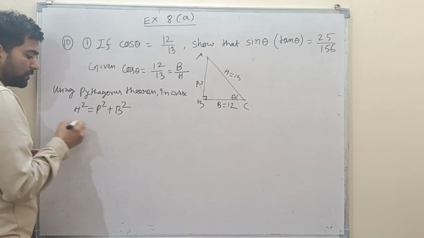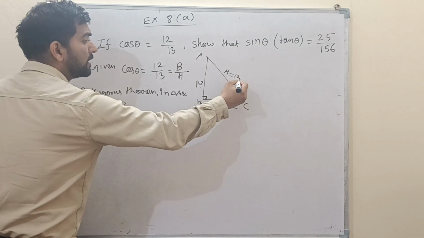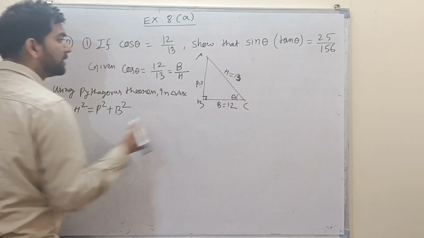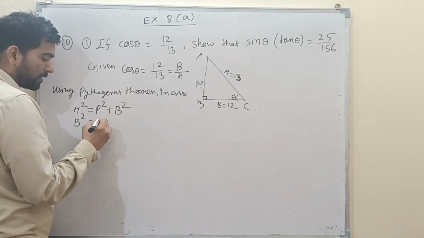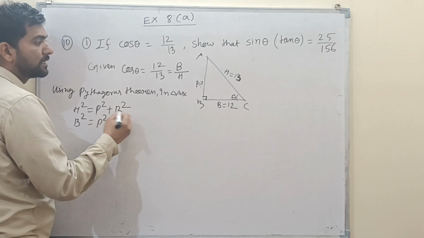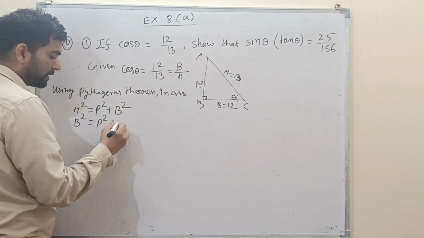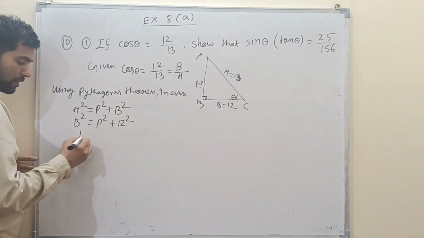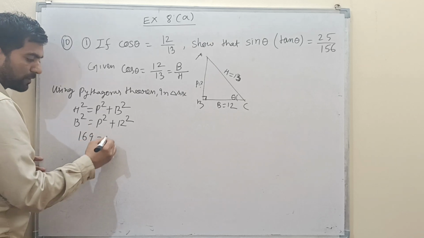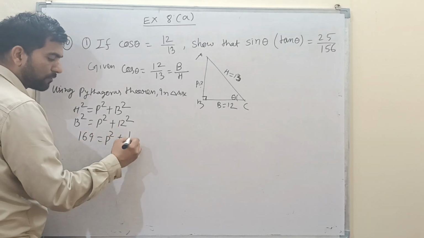Hypotenuse we know, it is 13. So we'll write 13 square is equal to perpendicular, which we have to find, so p square, plus base, which is 12, so 12 square. Taking this side, 13 square we have 169, and 12 square is 144.